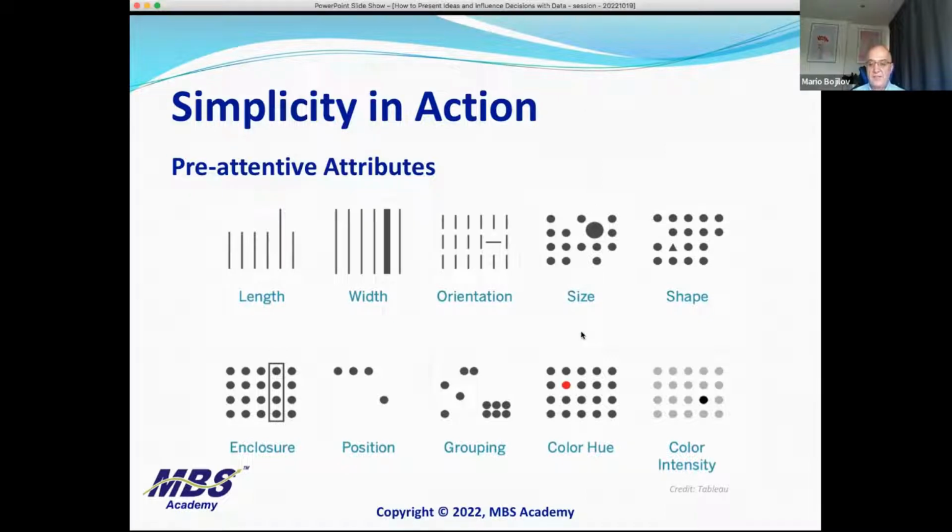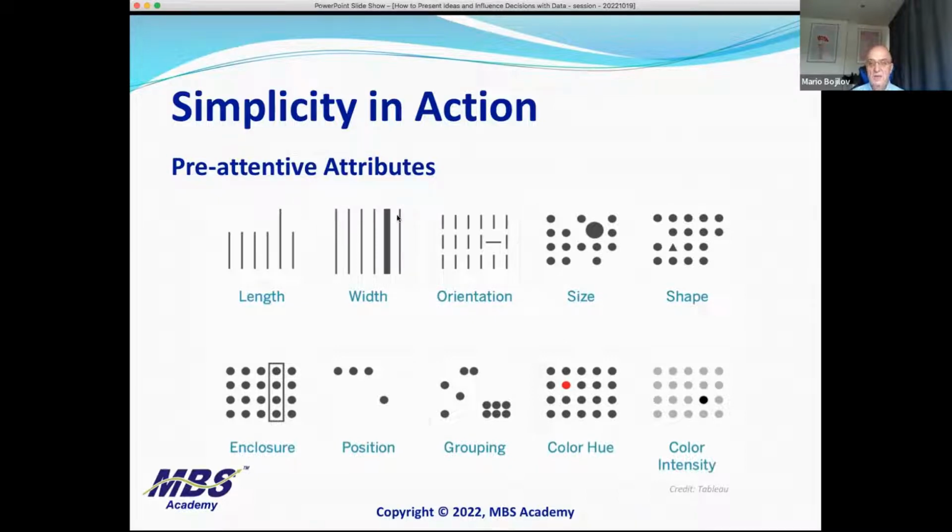Color hue, the second last one, is an important one because when you see a bunch of objects like the black dots here, and there is one which is red, the first thing that you see is the red dot. Color intensity has a similar effect. With color intensity, you are using the same color, but in different intensity, to draw the audience's attention. Personally, color intensity is my favorite one, simply because it's not as invasive as the color hue. It doesn't really annoy you as much, and it still achieves the same effect.